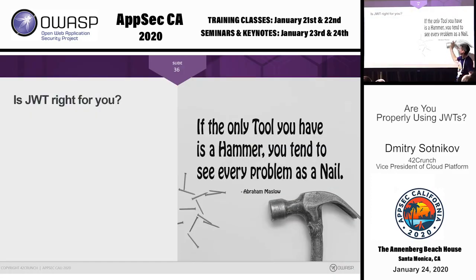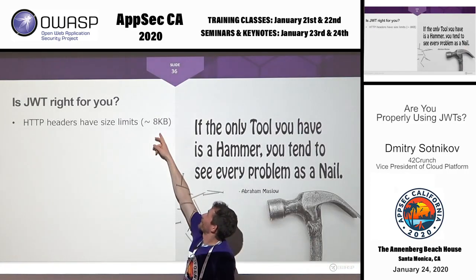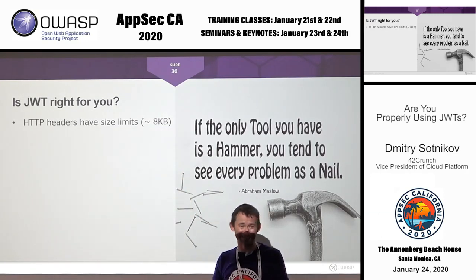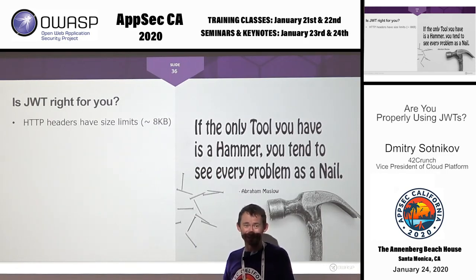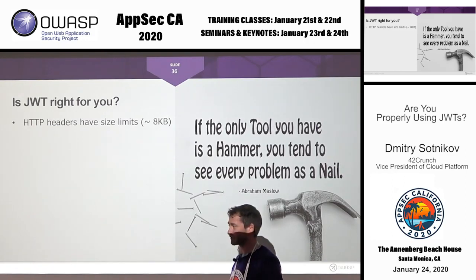Finally, I love that quote from Abraham Maslow. If the only tool you have is a hammer, you tend to see every problem as a nail, right? So JWT might not be what you need in your application. Just yesterday, a guy from one company was telling me that, for example, they tried putting everything in the token, and most web servers have 8 KB as a limit for HTTP headers, and they ran out of space in HTTP headers, right? So just keep that in mind. Just because you have that tool at your disposal doesn't mean you have to use it for everything and send all the information.